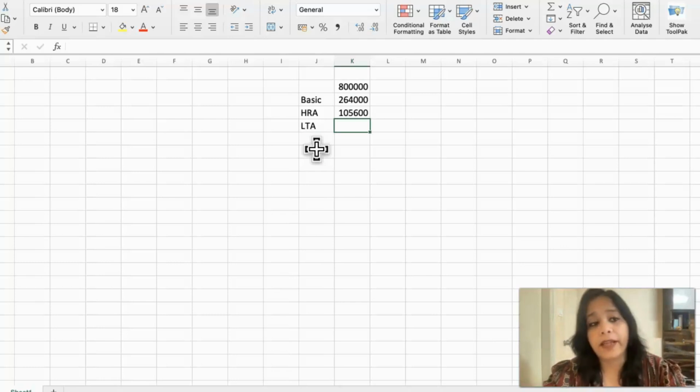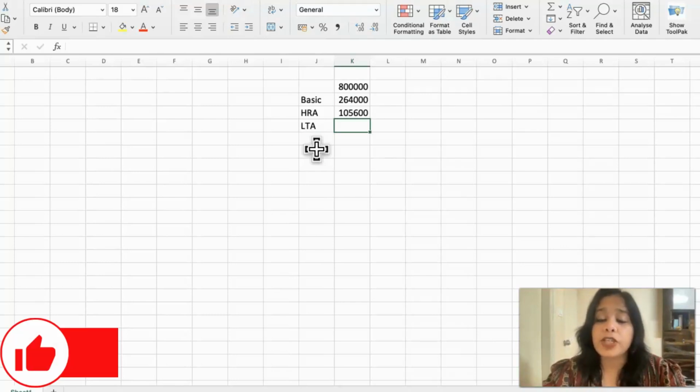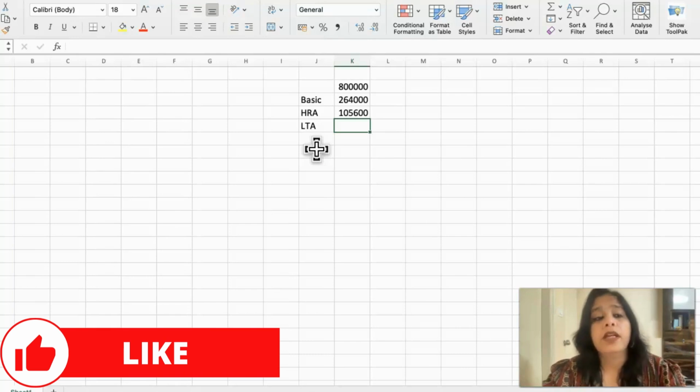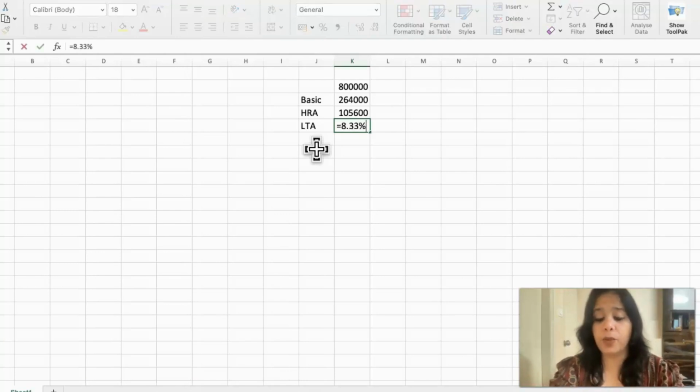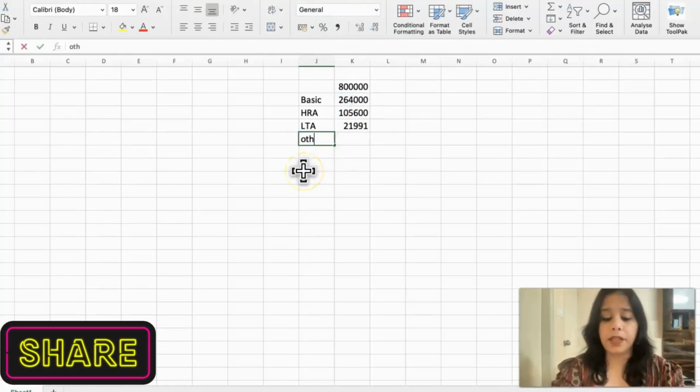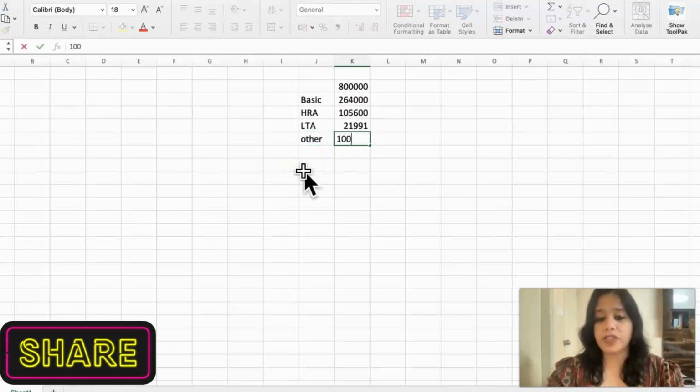LTA, again, is given for when the employee wants to travel with the family. It's only for domestic travel, given only in the block of 4 years. Right now the block is 2019 to 2022. In this block period, LTA can be claimed only 2 times. That means you can add the money every year, but the tax exemption can be only twice. Any amount again you can put, but I'm keeping it here 8.33%. Then I'm adding any adjustment factor.